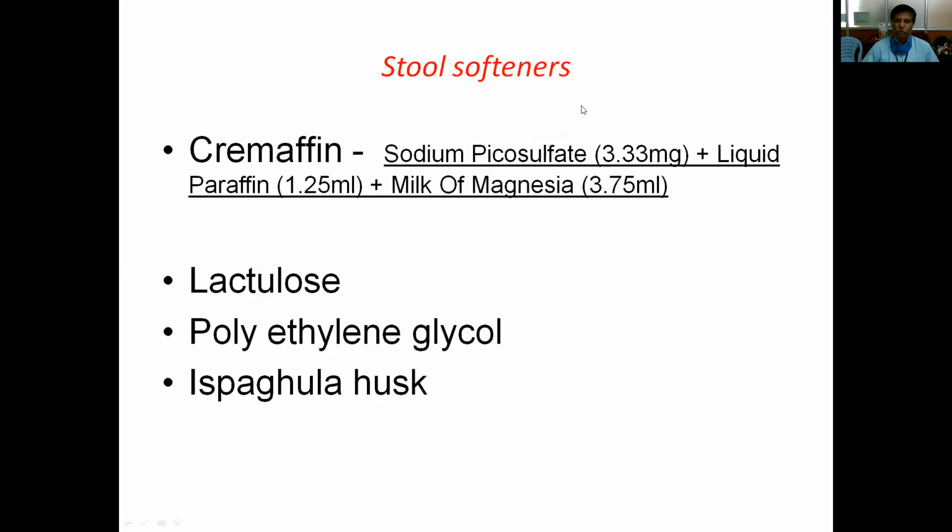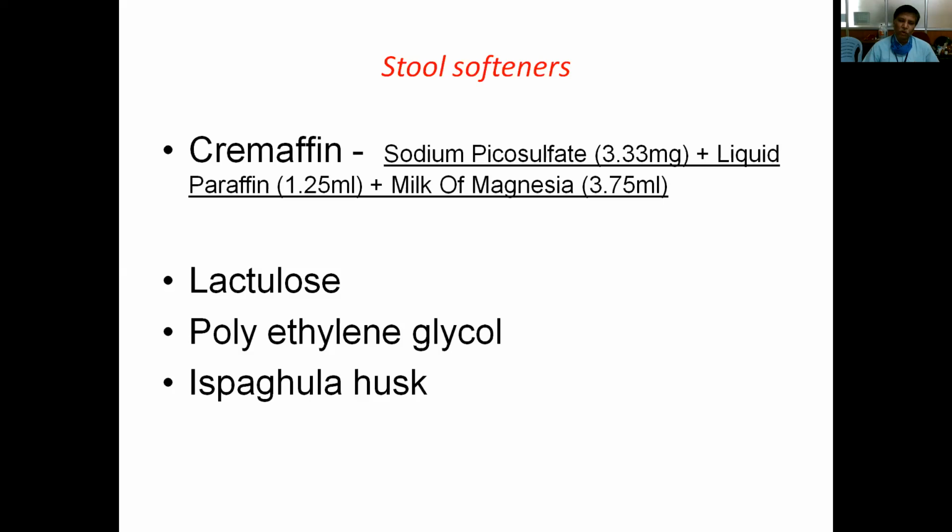The examples of stool softeners we use routinely are Cremaffin, which contains sodium picosulfate, a laxative, liquid paraffin, and milk of magnesia. All these things are laxatives which will liquefy the stool and try to pass it freely.